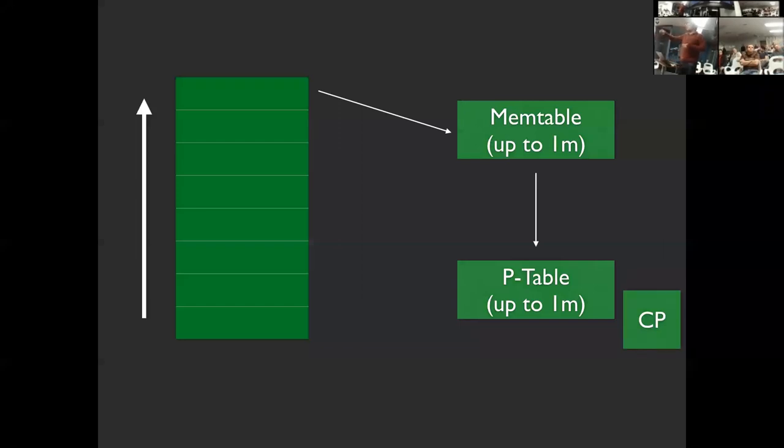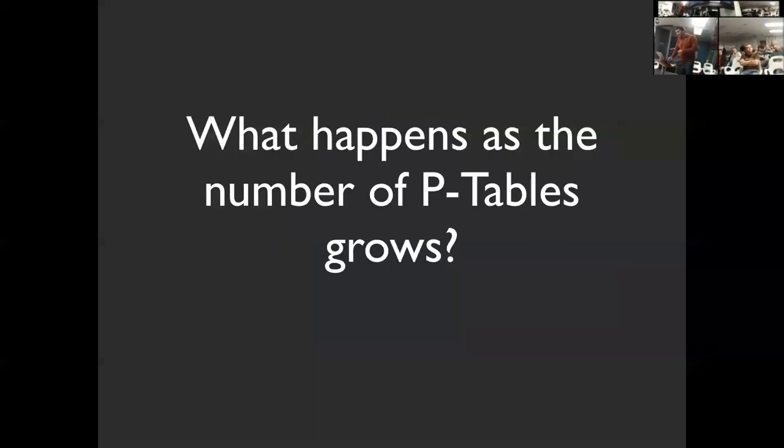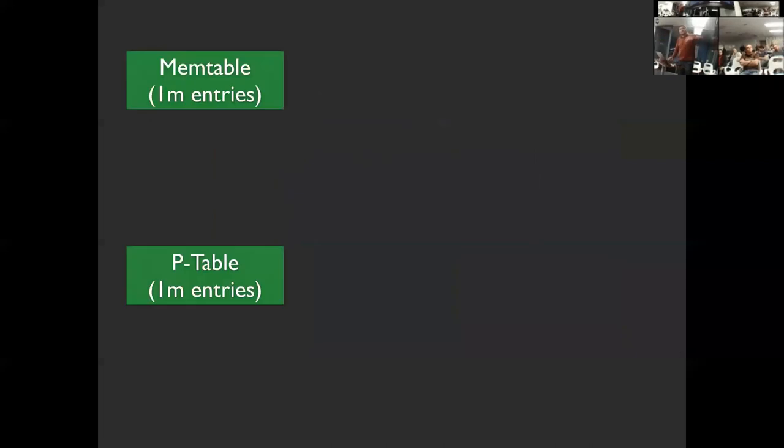And there's a constraint that the index checkpoint must be less than or equal to the writer checkpoint. So you're not indexing ahead of what you've written. So as the number of p-tables grows, let's say we have 1 million on disk, we have 1 million in memory. So we write that down.